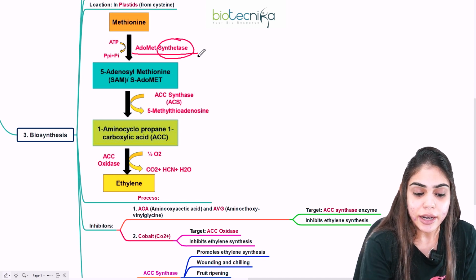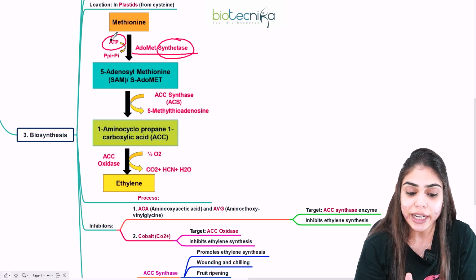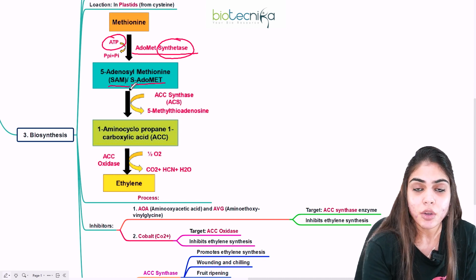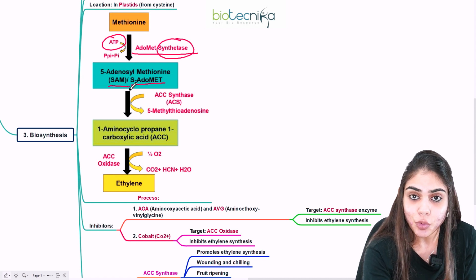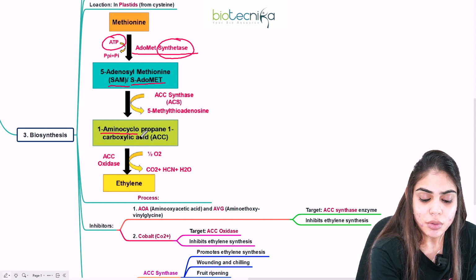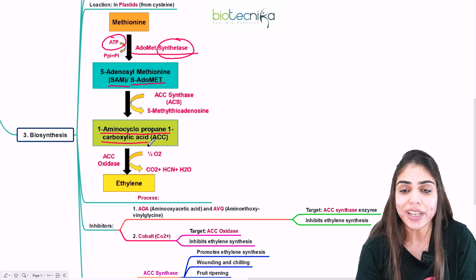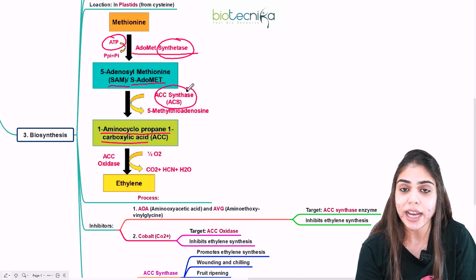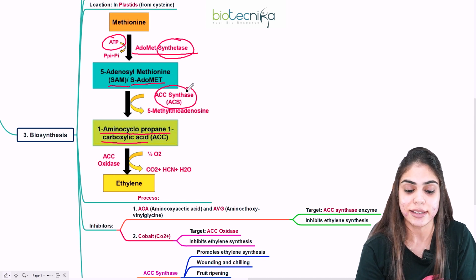So this methionine undergoes a phosphorylation reaction in the presence of adomet synthetase, where it will synthesize S-adenosyl methionine, or you can simply call it SAM. This SAM is converted into 1-aminocyclopropane-1-carboxylic acid, which is also called ACC. Now you can see here ACC is synthesized, which means the enzyme is going to be ACC synthase. So the second reaction is the synthetic reaction, where ACC is synthesized in the presence of the ACC synthase enzyme.